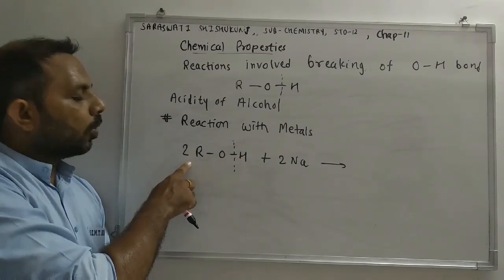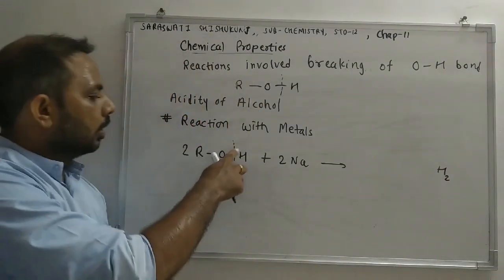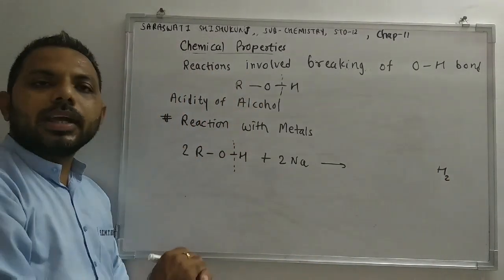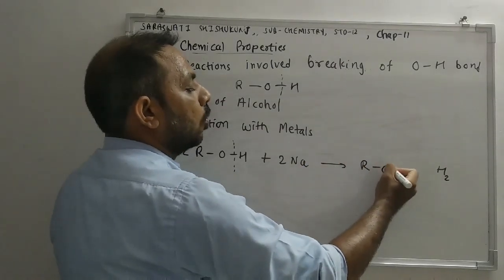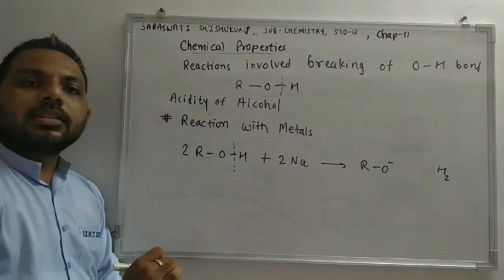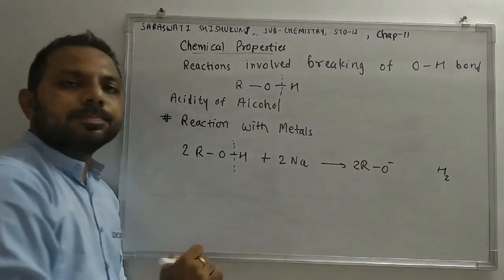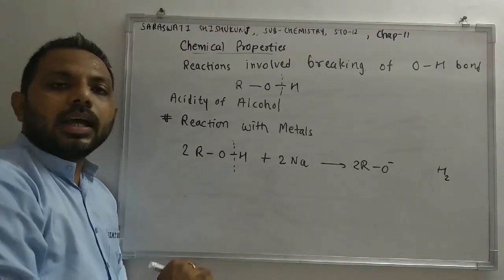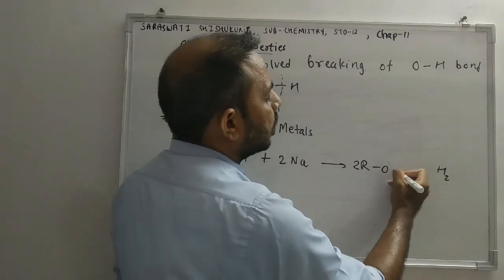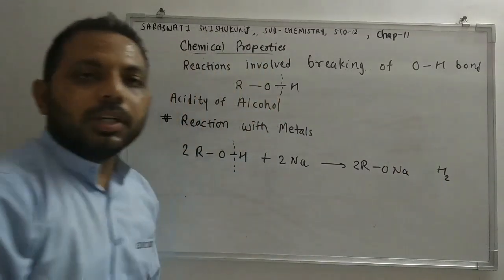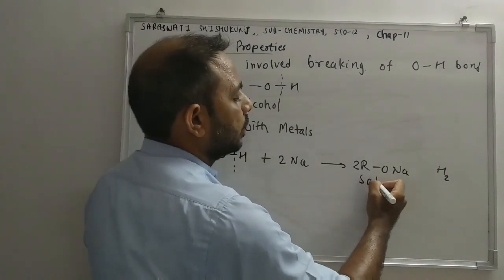So 2 moles of alcohol is there, so it will form H2. 1 hydrogen and 1 hydrogen, H2 is released. Now what is left? Here RO minus is left, that is known as alkoxide. Okay, this is alkoxide, and 2 moles of alkoxide is there. Here metal is there, and metal, as we know, has positive charge, so it will combine with alkoxide. So it will form sodium alkoxide.